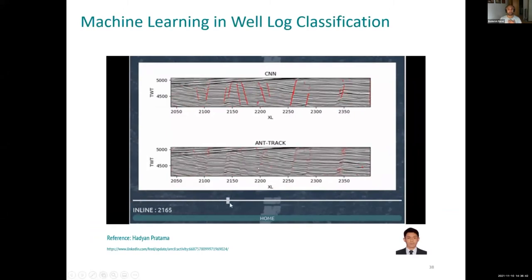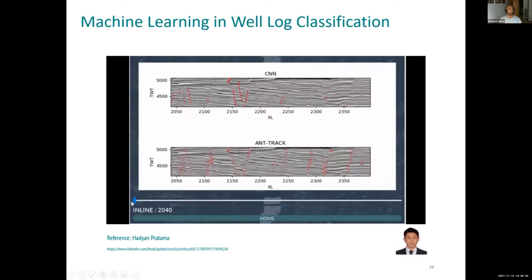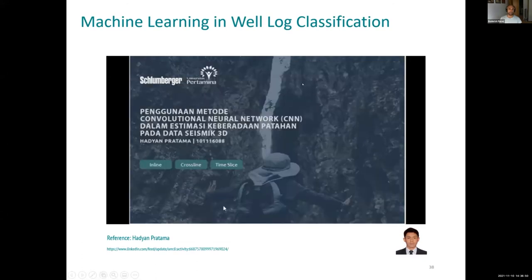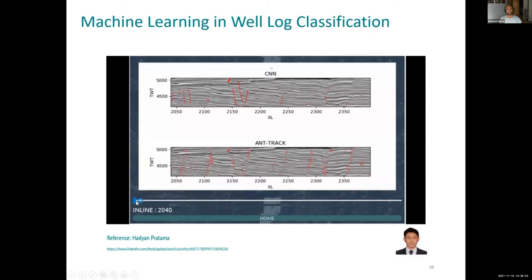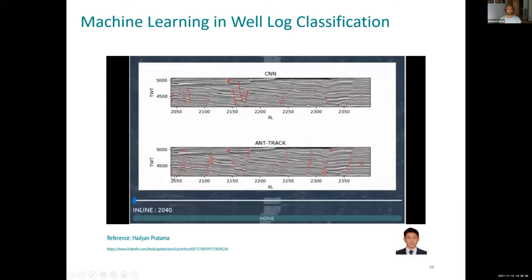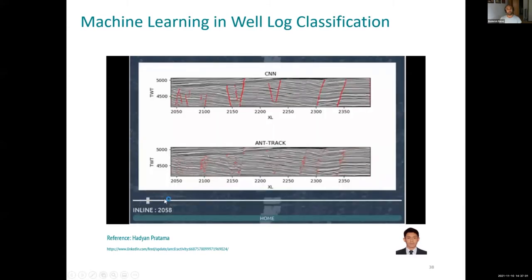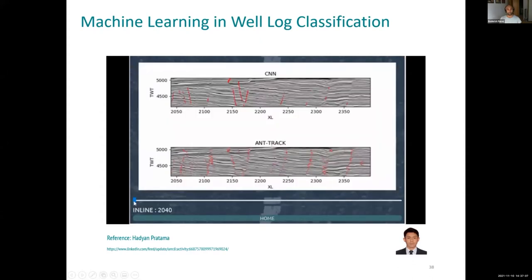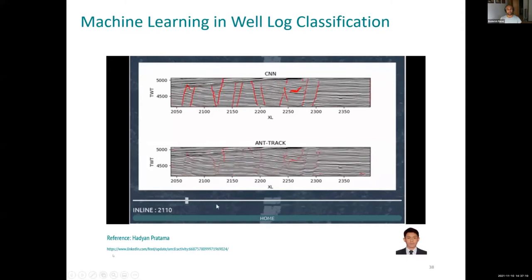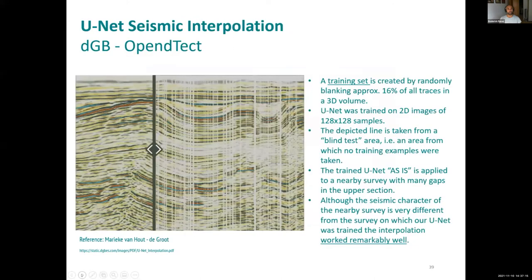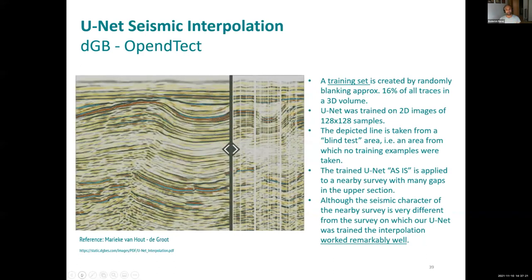Some people may be familiar also with the ant tracking algorithm from Schlumberger, okay? And here at the top is the comparison between the ant tracking and the convolutional neural networks. And basically what we can see is that the convolutional neural networks have performed much better than the classical, or one of the top algorithms at the time, the ant tracking, in case of extracting faults.